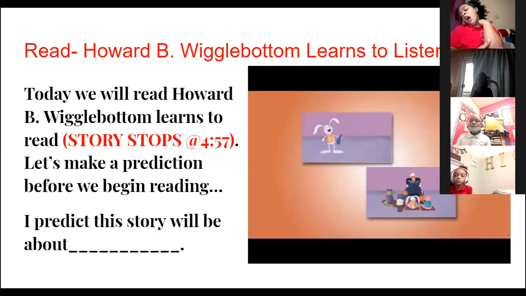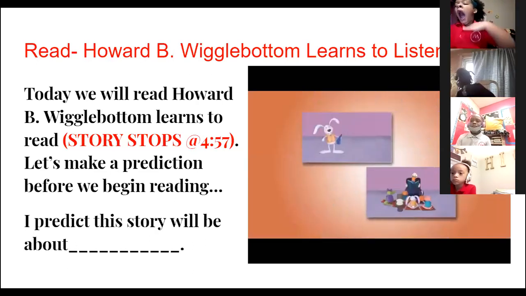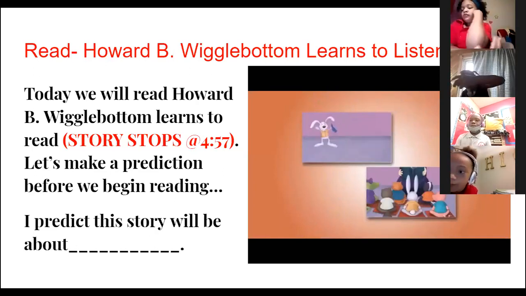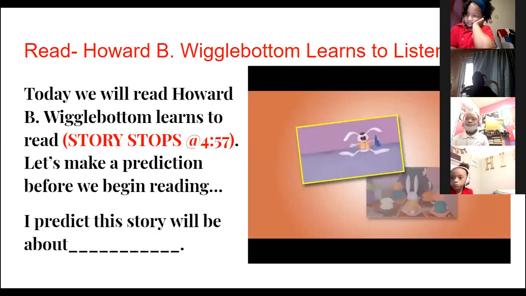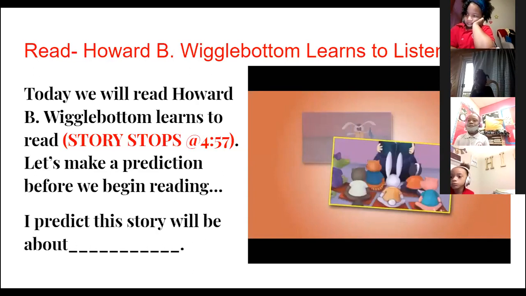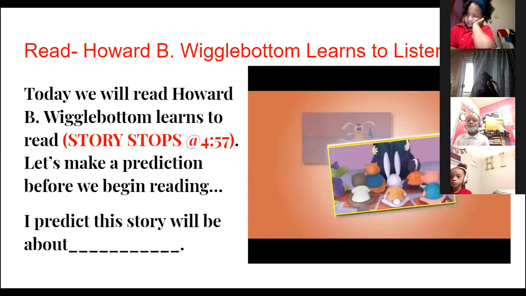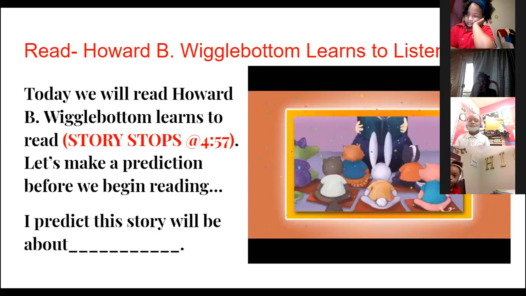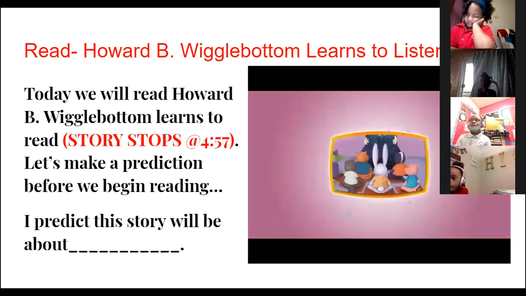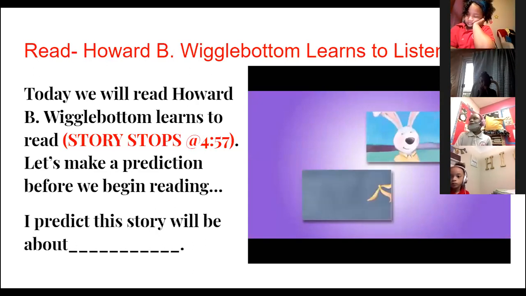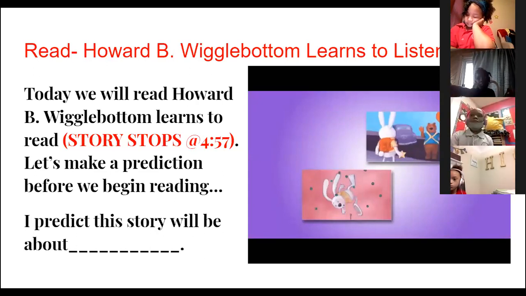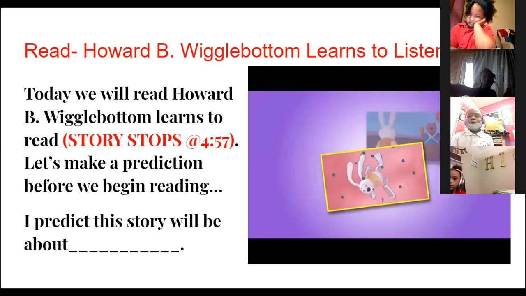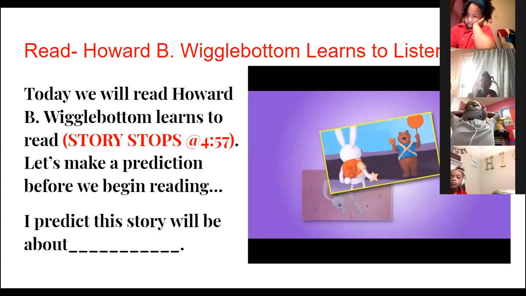Which picture shows Howard sitting quietly? Is it this one? No! Is it this one? Yeah! You got it. Which picture shows Howard using his eyes and ears to help him listen? Is it this one? No! Is it this one? Yes! You got it.